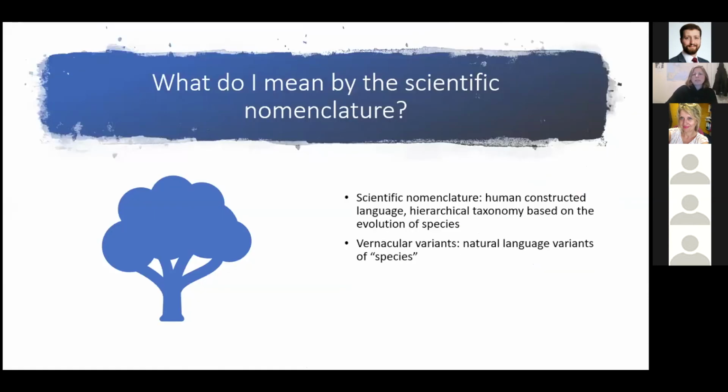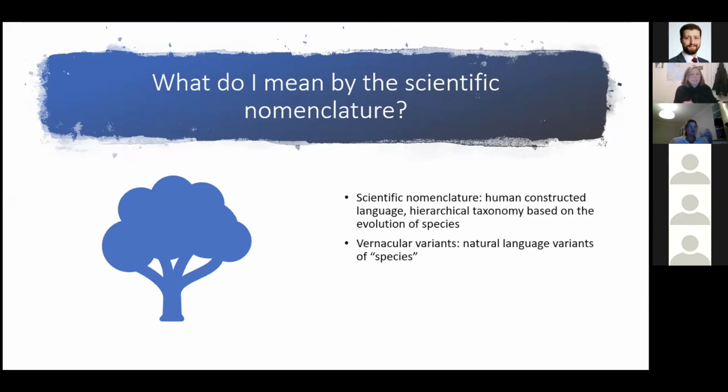So firstly, what do I mean by the scientific nomenclature? The scientific nomenclature is a human constructed language. It's based on a hierarchical taxonomy that looks to model the hierarchy of life. So it's split up into kingdoms, orders, families, genera, species, and it is something that changes over time with evolving scientific knowledge. It's a very long-standing tradition, and obviously scientific knowledge relating to species has developed a lot over these hundreds of years.